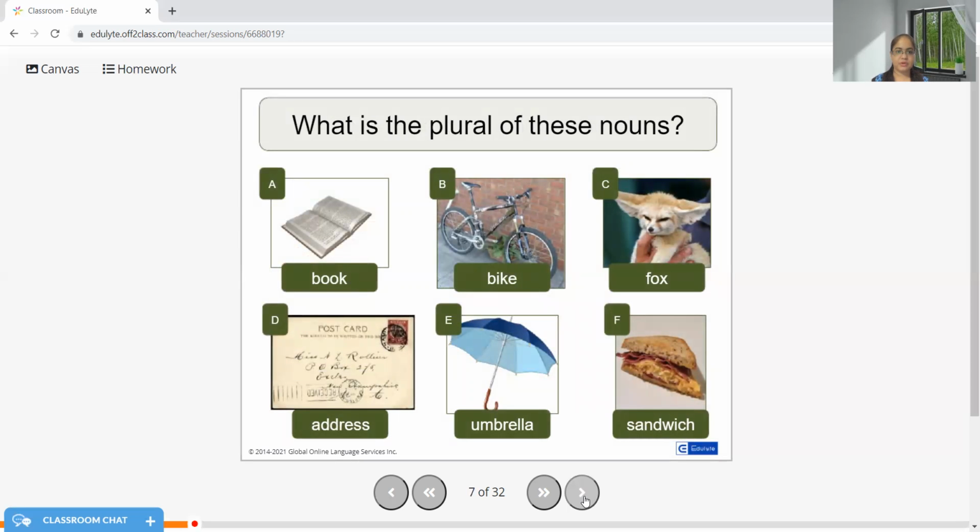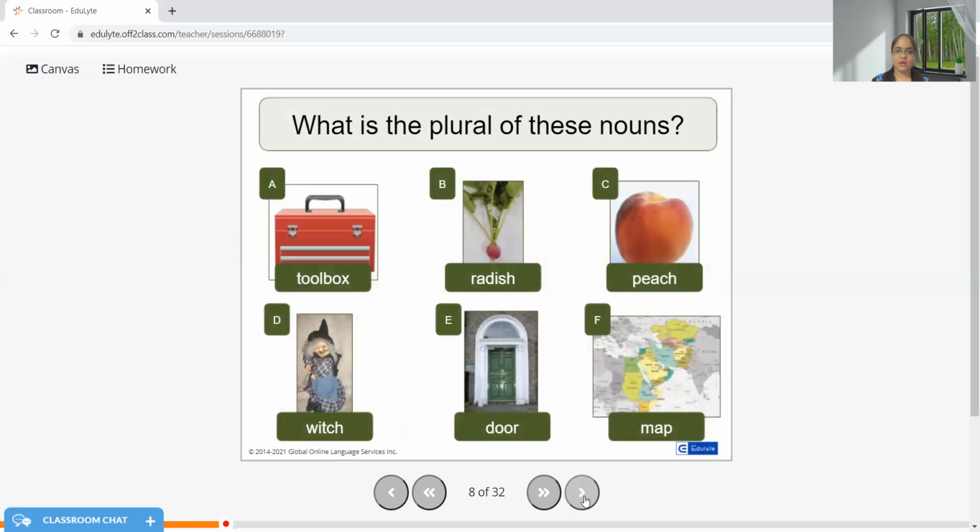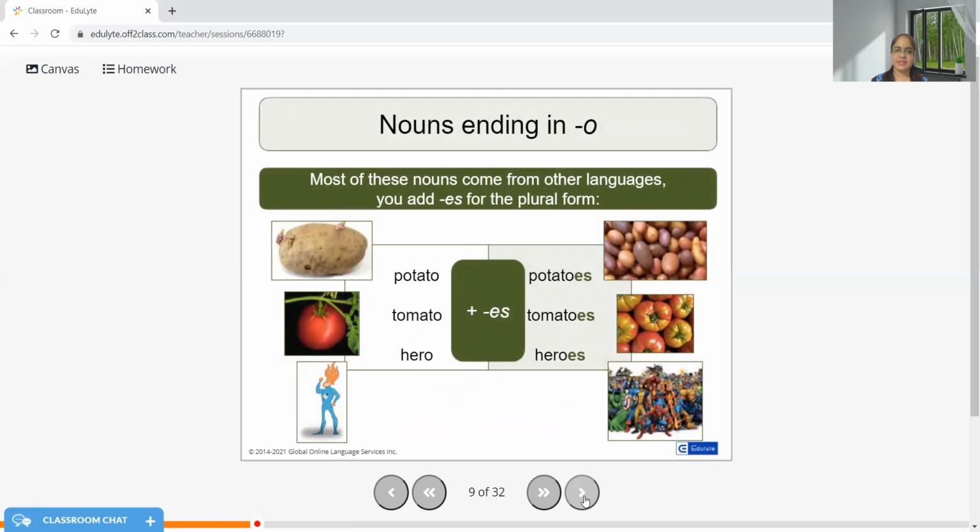So what will be the plural of these? Books, bikes, foxes, addresses, umbrellas, and sandwiches, es in the end. Toolboxes, radishes, peaches, witches, doors, maps. With continuous practice, I'm sure you'll get a list for yourself where you know where you need to put s and where you need to put es.